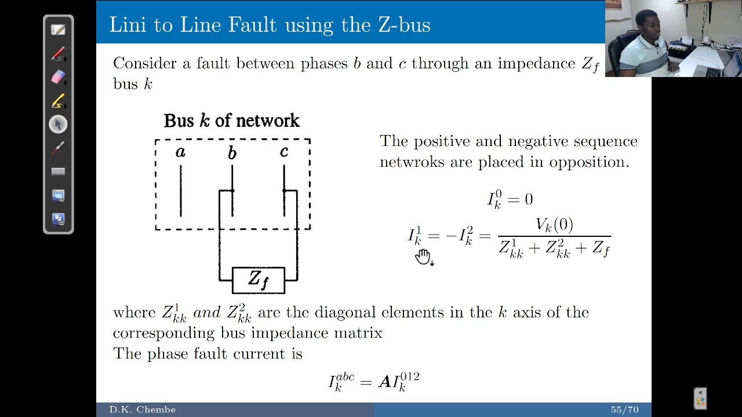Then we can determine our IK1, which is the fault current, to be equal to VK0 over ZK1, that is the positive sequence, plus the negative sequence, plus the fault impedance. These are diagonal elements in the K axis of the corresponding bus impedance matrix. The phase fault current is determined similar to the previous case that we looked at.